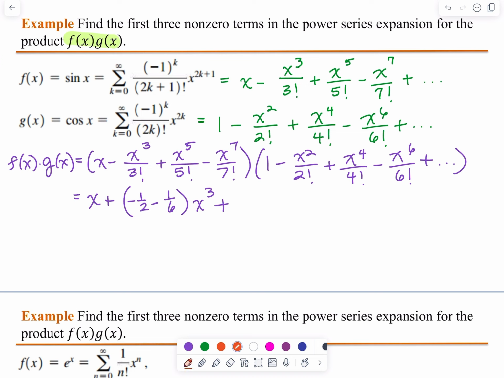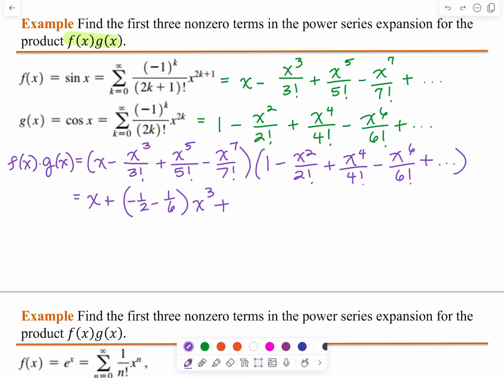We're going to get an x to the 5th of this term multiplied by 1. That's going to be our first. The second is when we're going to get x cubed multiplied by this x squared. And there's one other place that we're going to get x to the 5th, and that's going to be this x term multiplied by this term. Okay, so we're going to factor out x to the 5th. So there's 3 places.